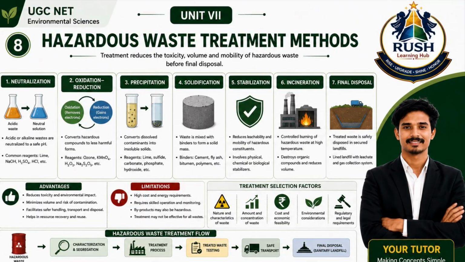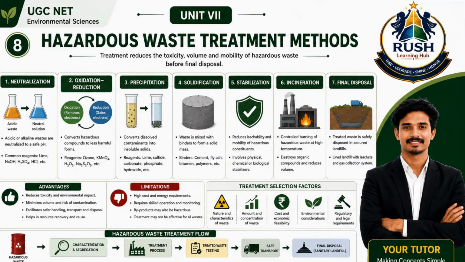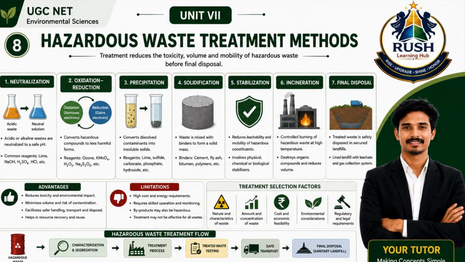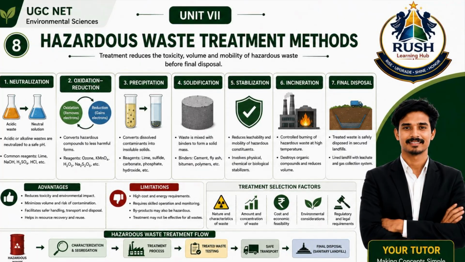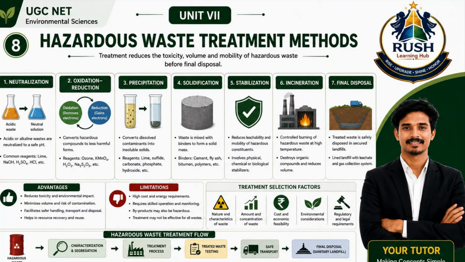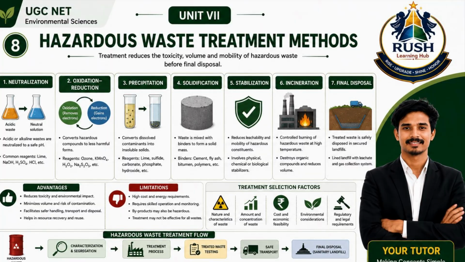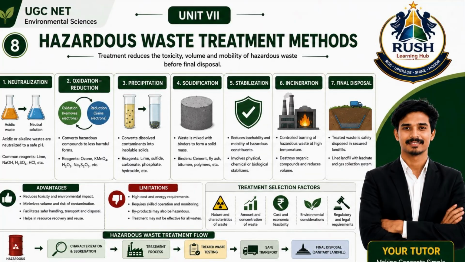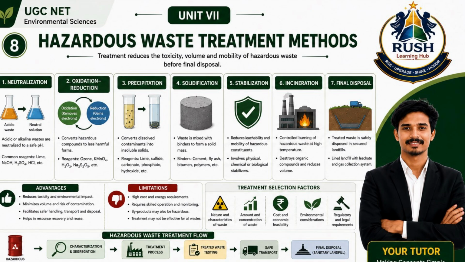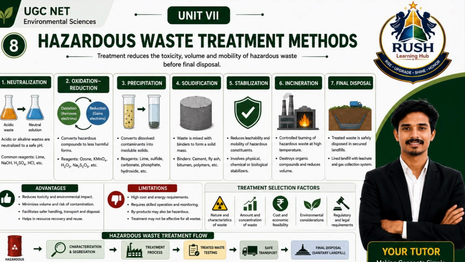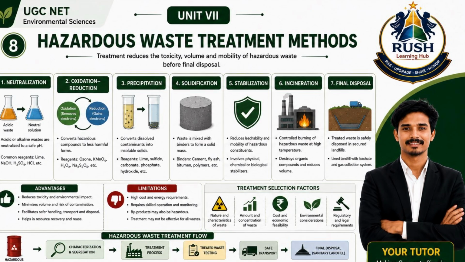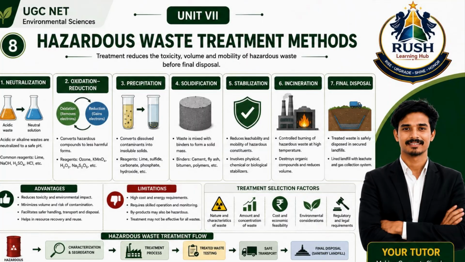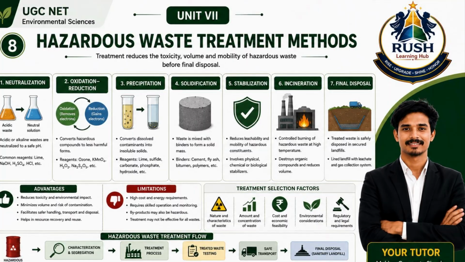Now let us summarize the treatment methods. Neutralization is used for acidic and alkaline wastes. Oxidation reduction changes hazardous chemicals into less toxic forms. Precipitation removes dissolved heavy metals from wastewater. Solidification converts hazardous waste into a solid mass.